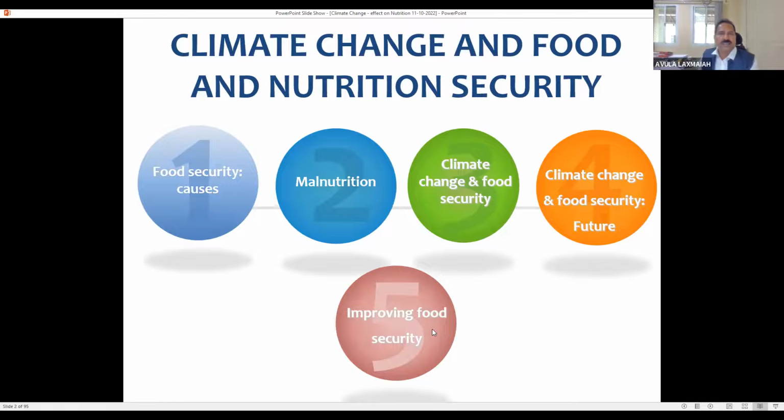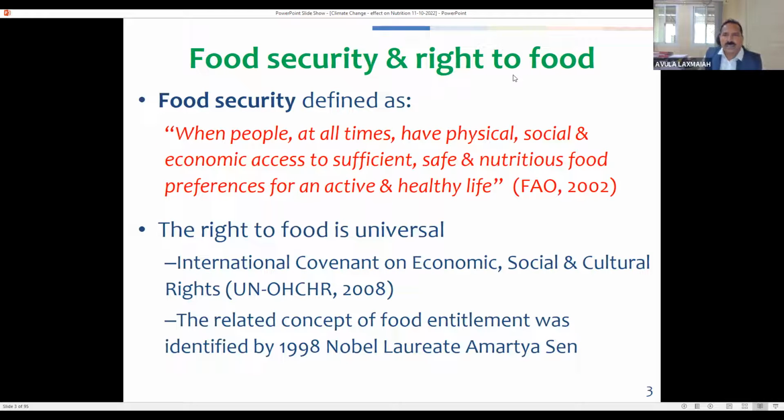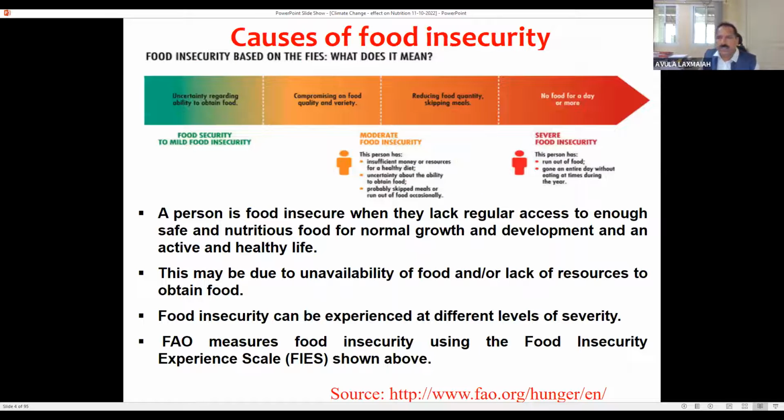So these are the major issues. Food security and the right to food: food security is defined by the FAO, and everybody is aware of that. The right to food is universal, under the international covenant on economic, social and cultural rights. This was done in 2004, and the related concept of food entitlement was identified by 1998. The Nobel laureate Amartya Sen also stressed the need for food distribution, especially strengthening of the PDS and other things.